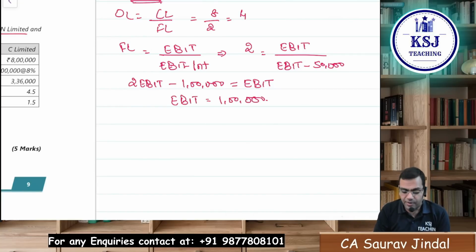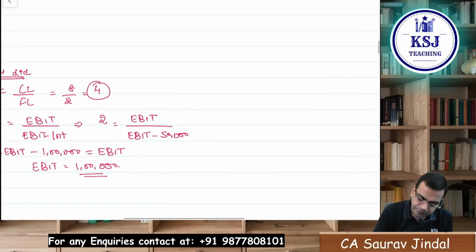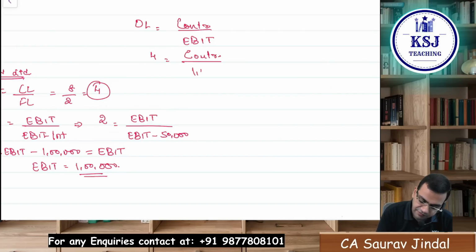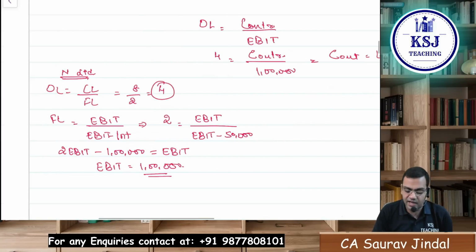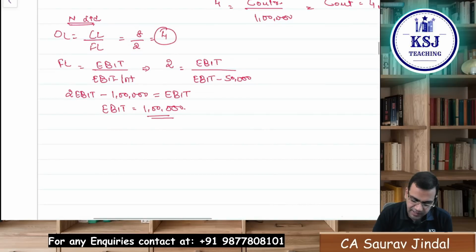Now can you calculate contribution? Yes sir. Operating leverage is there 4, EBIT is there 1 lakh. So operating leverage is equal to contribution divided by EBIT, right? So 4 is equal to contribution divided by EBIT of 1 lakh rupees. So what will be the contribution? Contribution will be 4 lakh rupees. This I have calculated for N Limited. Now you can calculate for C Limited on the same lines, absolutely the same way.